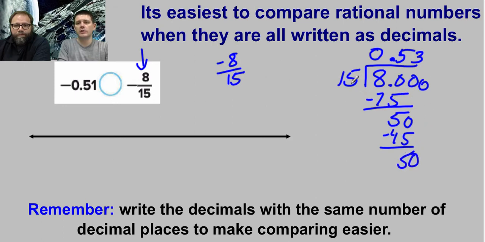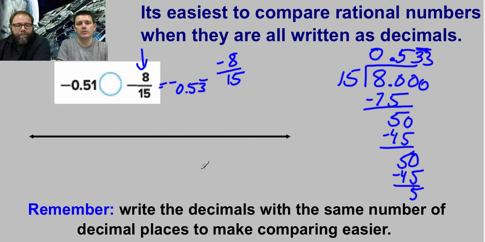You're probably already noticing what's happening. 15 goes into 50 3 times, which is 45. I get a 5. Notice, same pattern. We're going to have a 5, bring down a 0. So we are repeating that 3 in our number. So negative 8/15 is really, remember, negative just kind of tags along.